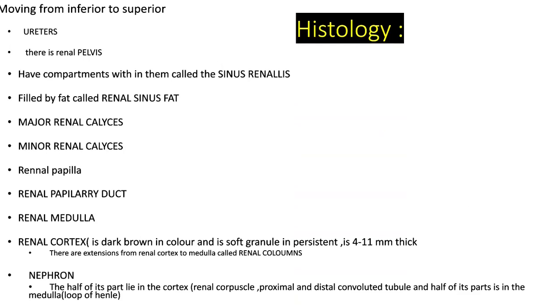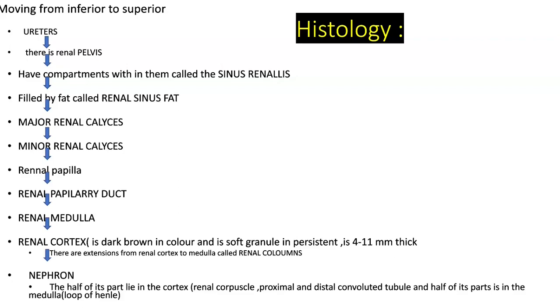So the structures, moving from inferior to superior, are as follows. The first one is the ureters, and then there is the pelvis. The renal pelvis has a compartment within it called the renal sinus, which is filled by fat called the renal sinus fat. Then major calyces, minor calyces, the renal papilla, the papillary duct, the renal medulla, and the renal cortex, which is dark brown in color, soft and granular in consistency, and 4 to 11 mm thick. There is an extension from the renal cortex to the medulla called the renal columns.